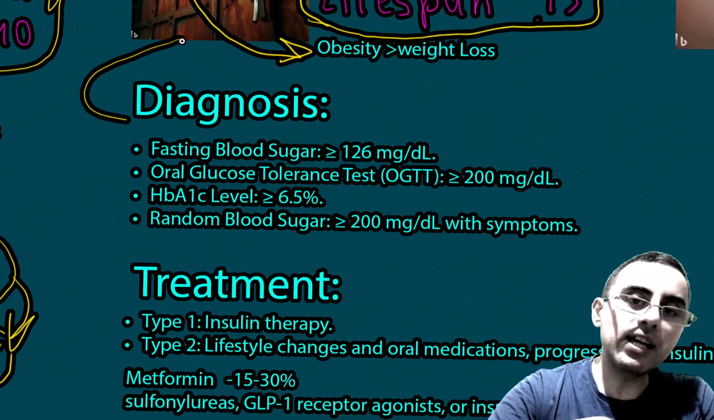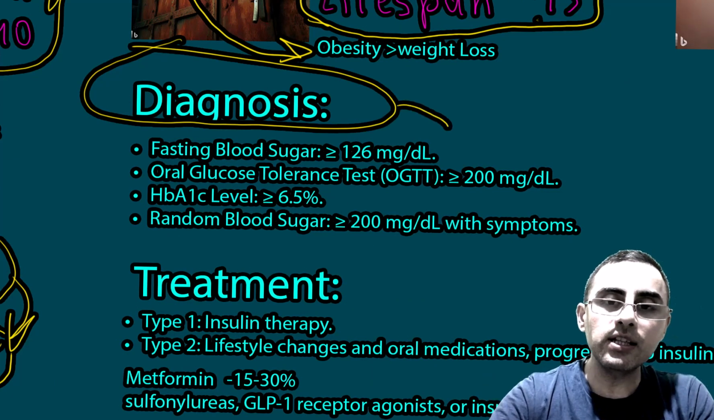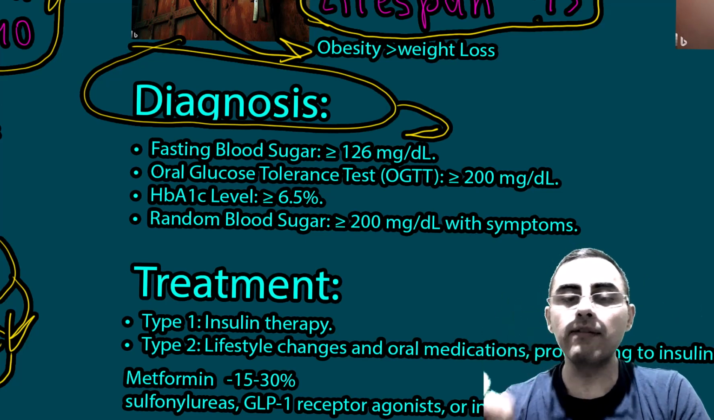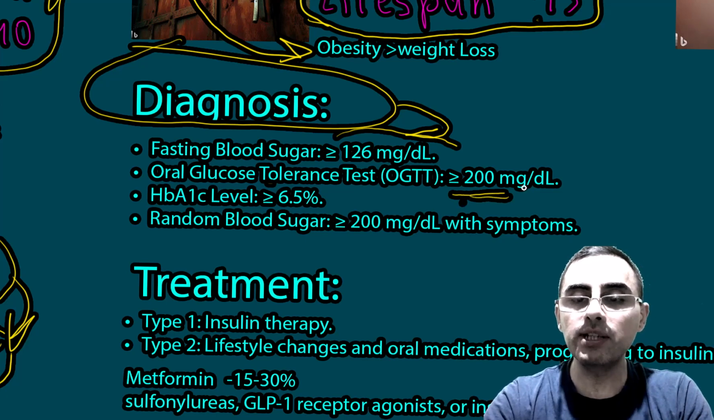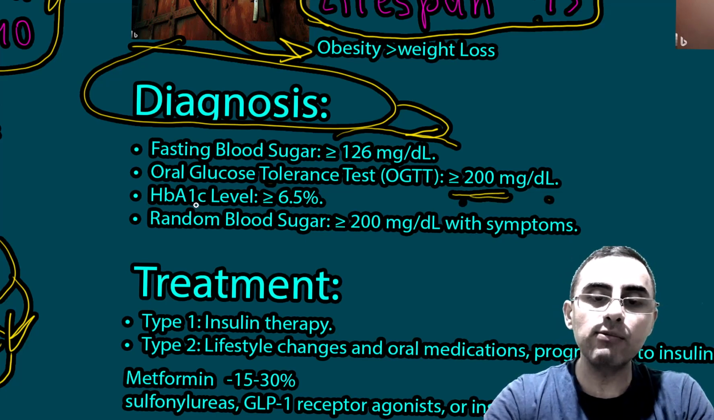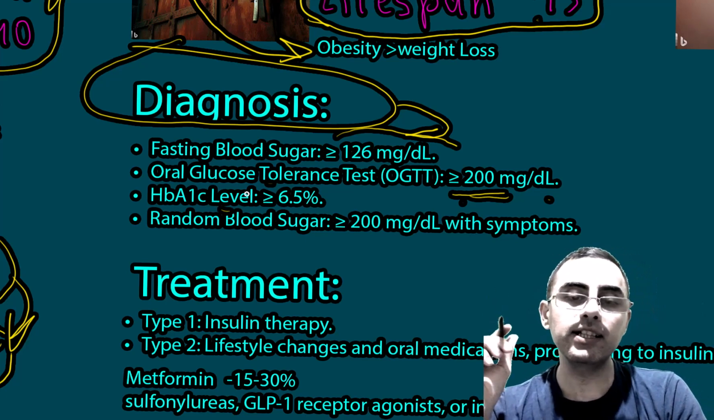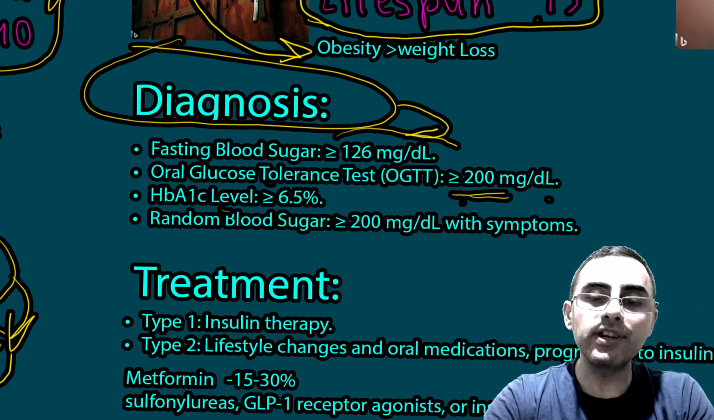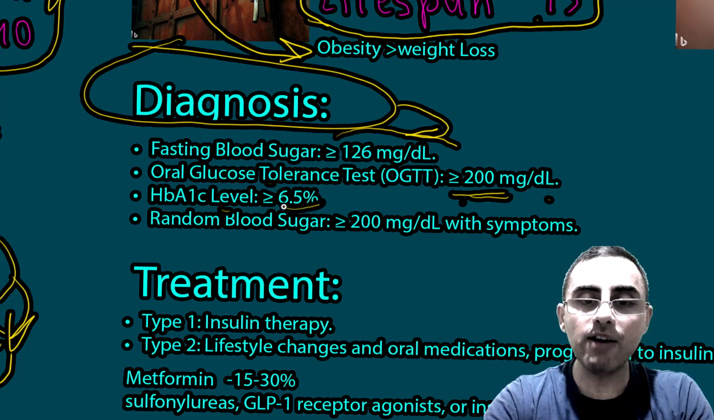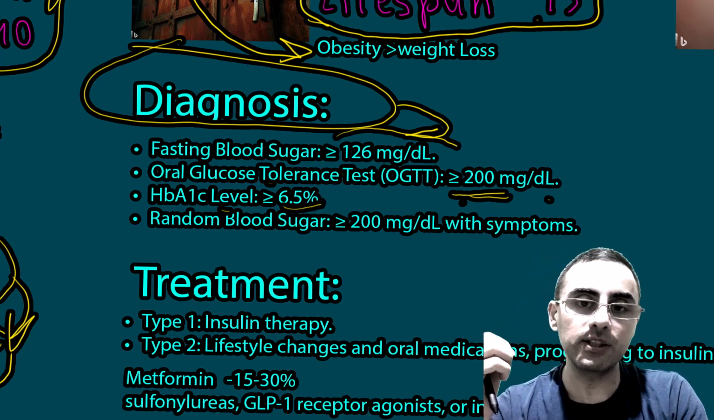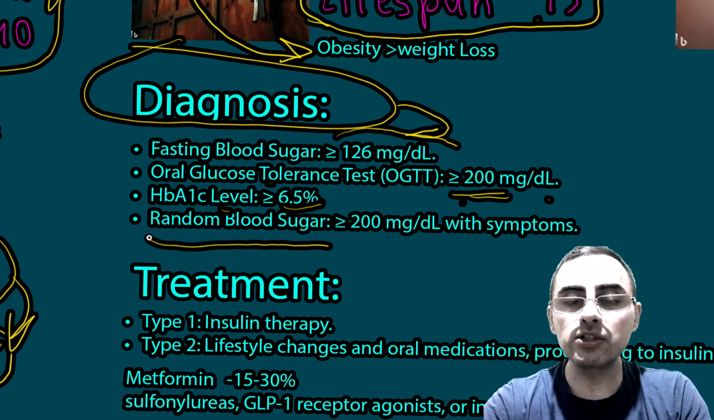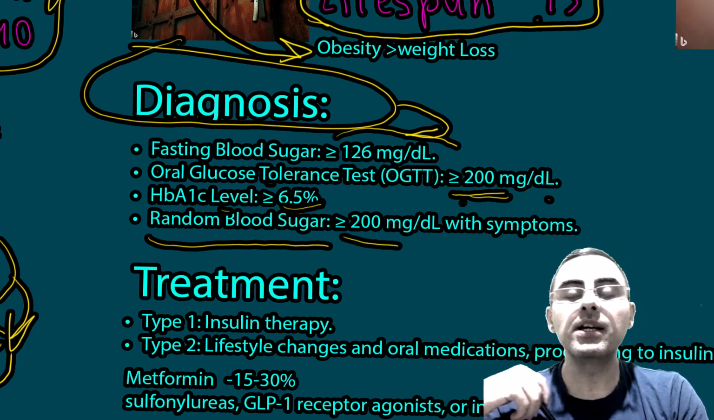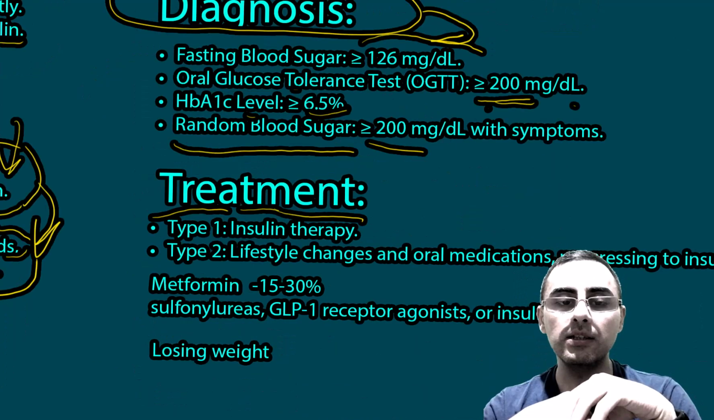And diagnosis. What is the diagnosis? Diagnosis is fasting blood sugar level more than 126 milligram per deciliter. Oral glucose tolerance test more than or equal to 200 milligram per deciliter. HbA1c level, which means glycated hemoglobin, should be more than or equal to 6.5%. It's also part of diagnosis of diabetes. And random blood sugar level more than or equal to 100. Of course, with symptoms.